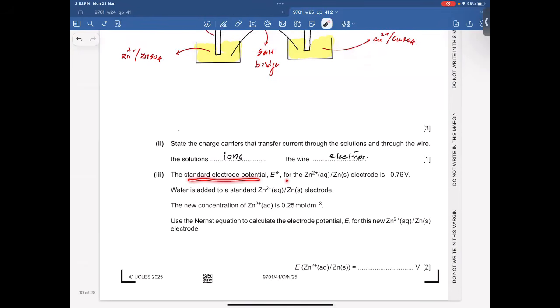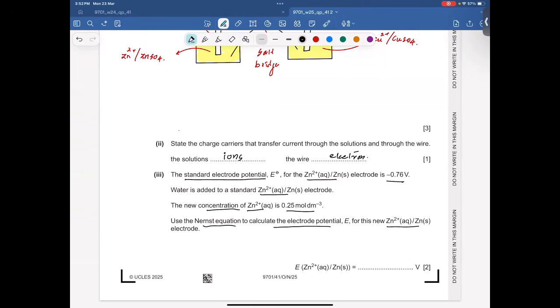The standard electrode potential for zinc half cell is this. The standard electrode potential for this half cell is this. Water is added to this. The new concentration of zinc ions has to be this. Use the Nernst equation to calculate the electrode potential for zinc. That's an easy thing.